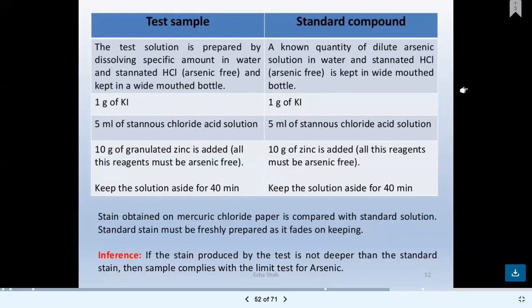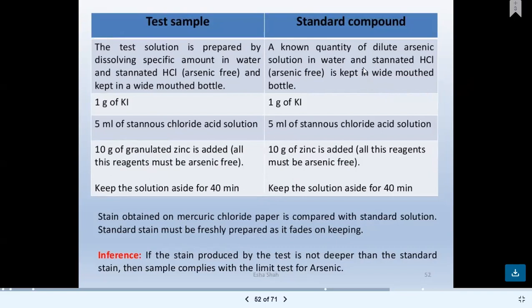During the waiting period, the reaction occurs. Arsenic impurity will get converted into arsine gas. This arsine gas will get passed over the tube and it will react with the mercury chloride filter paper, which will give a yellow stain or yellow coloration. Same procedure we are going to repeat for the standard one.